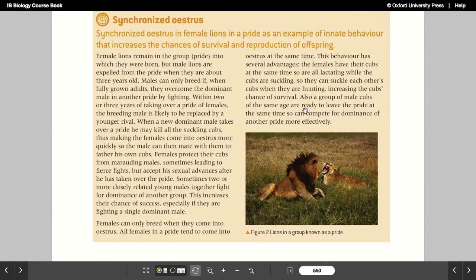Oh, also, the nice thing is that since all the females are giving birth at the same time, they also all lactate at the same time, so then they can all feed each other's children when maybe like another female is off hunting or something like that. So it makes it convenient for them to take care of all of their kids at the same time.